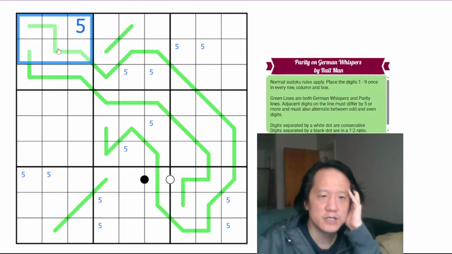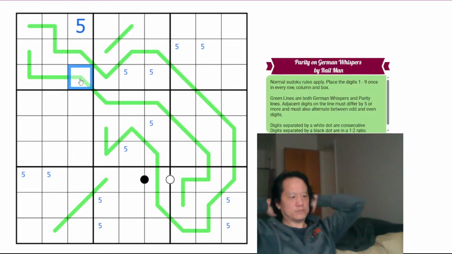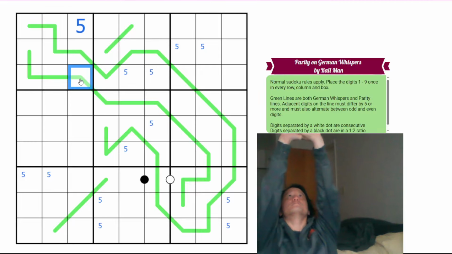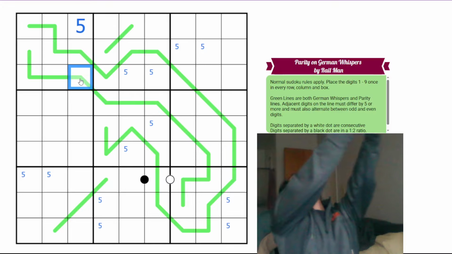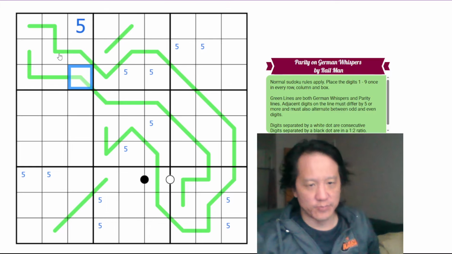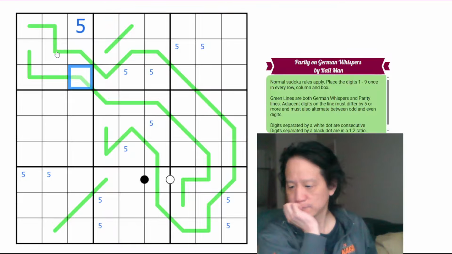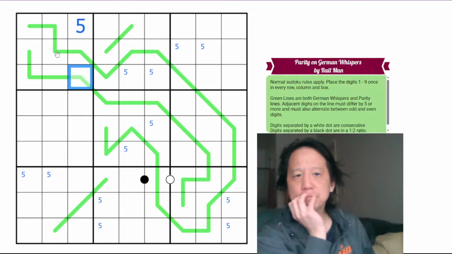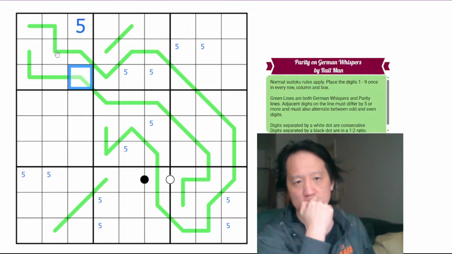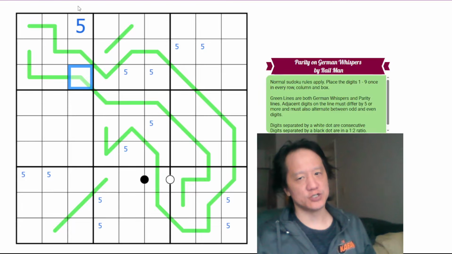We also are guaranteed a 4 and a 6 in box 1 somewhere. So we know we'll always alternate between odd and even digits.